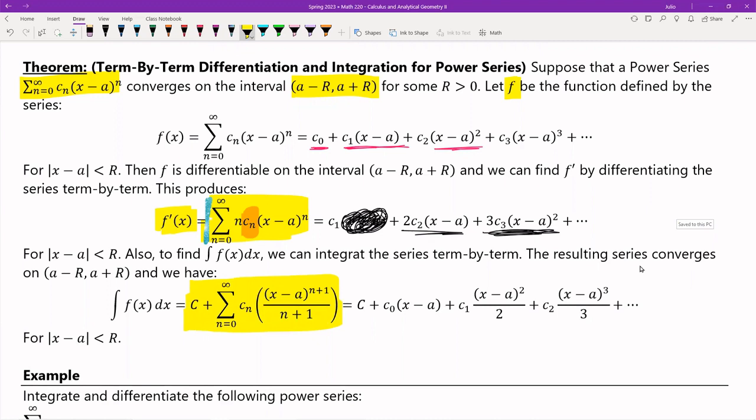Notice that the constant still remains the same, but the rule for the integration is the one that we learned at the very beginning of this class, or at the very end of Calc 1. It's just the exponent plus 1 divided by the plus 1. That's it. That is it.